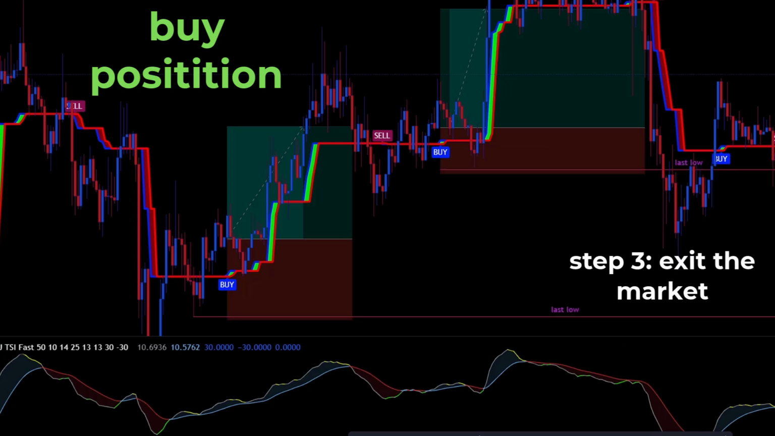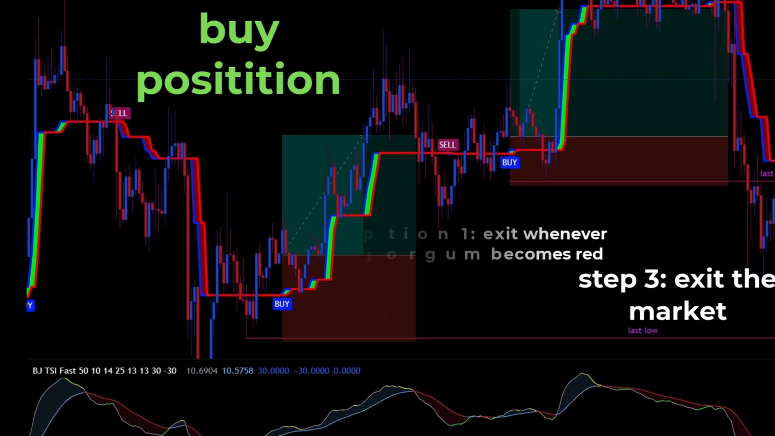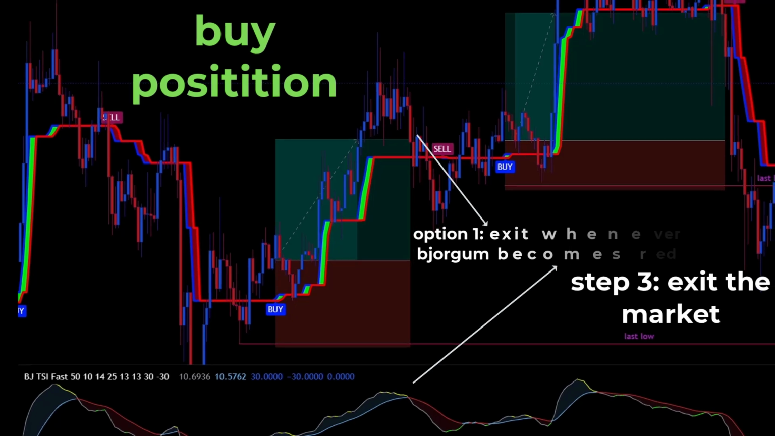Step 3. Exit the market. Now we wait to exit the market on the best possible moment in order to maximize our gains. We can exit the market on 2 possible moments. Option 1. We exit whenever the blue Bjorgum line becomes red. In our first entry on this screen, we did just that and made a good profit.